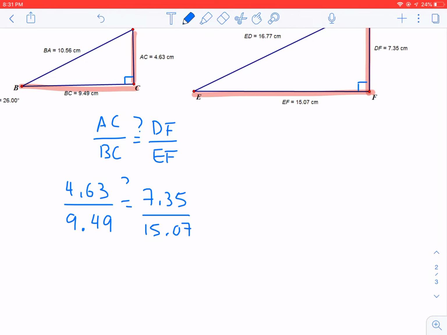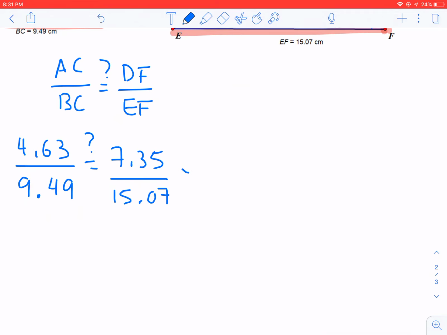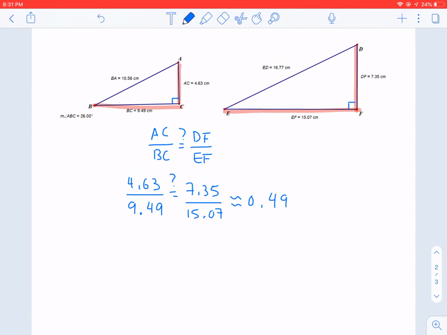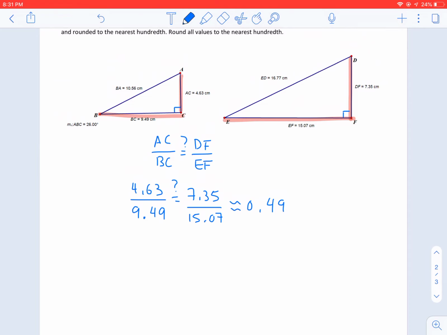Put a question mark, because I don't really know. So hold on, let me type this into my calculator. 4.63 divided by 9.49 and 7.35 divided by 15.07. To the nearest 100th, these are both approximately 0.48, or sorry, 0.49 if I round. So yeah, those sides are in proportion.